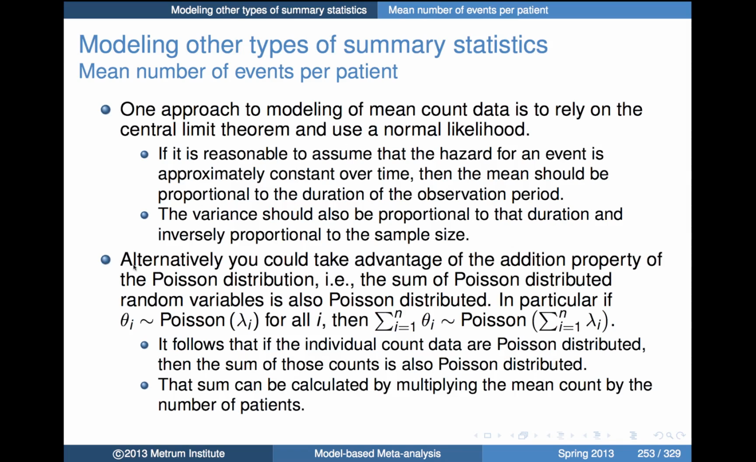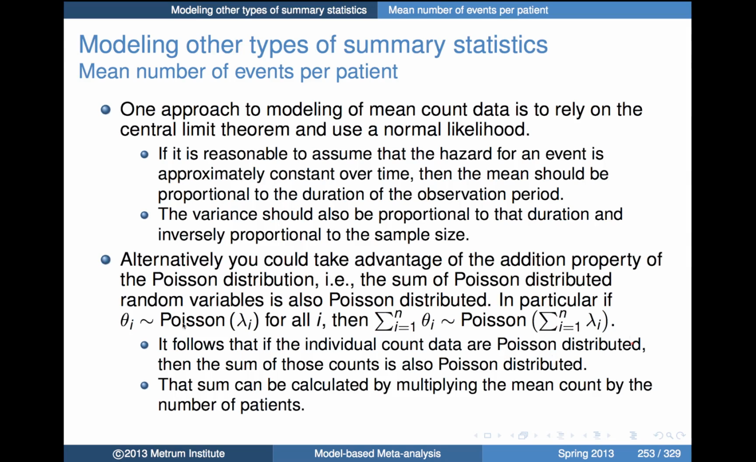Anyway, that's one approach, and alternatively, another approach would be to take advantage of an addition property of the Poisson distribution, which says that the sum of Poisson distributed random variables is also Poisson distributed. So in here I just put that mathematical term. If for all i, theta i is Poisson with some mean lambda i, then if you sum up all of those theta i's, that too is Poisson distributed, where the mean is the sum of those lambda i's.